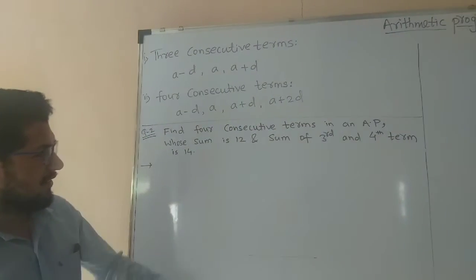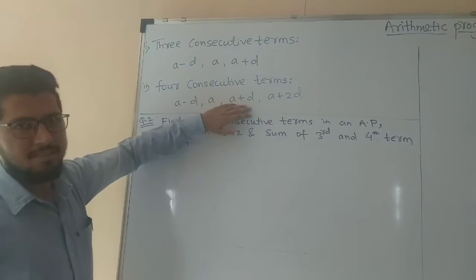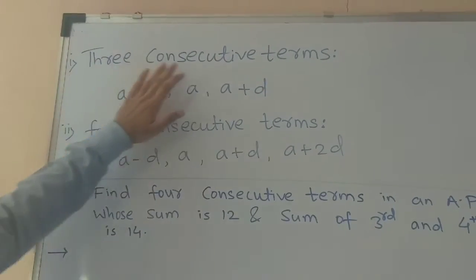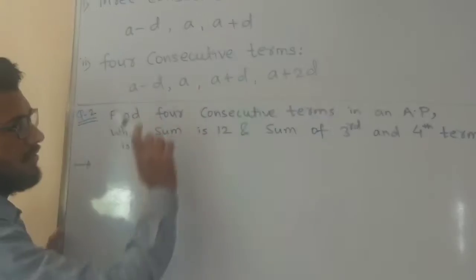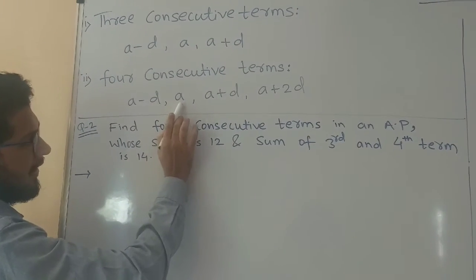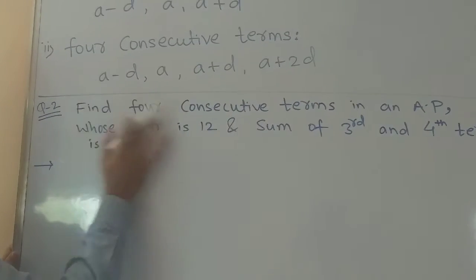Today we are going to start the new examples of arithmetic progression, that is 4 consecutive terms. In the last lecture we have seen the examples related to 3 consecutive terms. Now here we will see the examples of 4 consecutive terms. So here the 4 consecutive terms are a minus 3d, a minus d, a plus d and a plus 3d. Okay, and here are the questions, the examples.